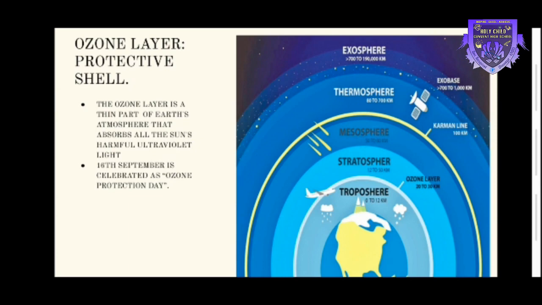Now, next, ozone layer, the protective shell. The ozone layer is a thin part of Earth's atmosphere that absorbs all the sun's harmful ultraviolet light. Can you see the ozone layer above the troposphere? There has been a rise in global temperature in recent times, right? And depletion of the ozone layer is one of the factors behind it. Now, what is the ozone layer?